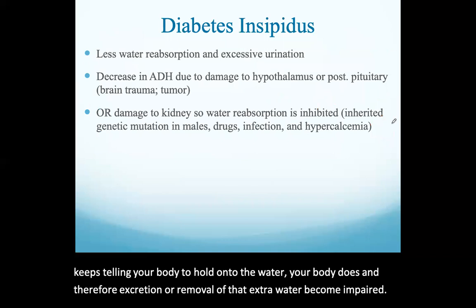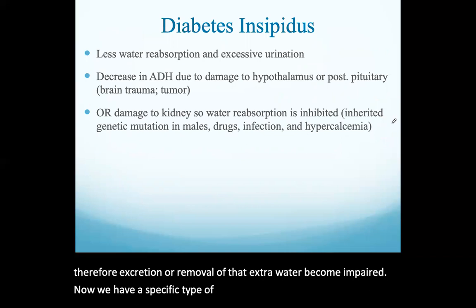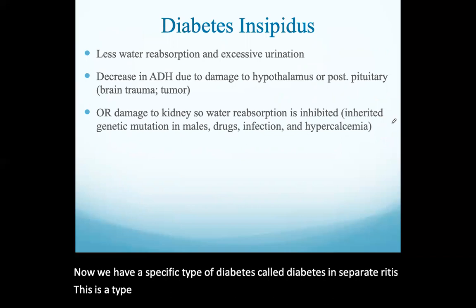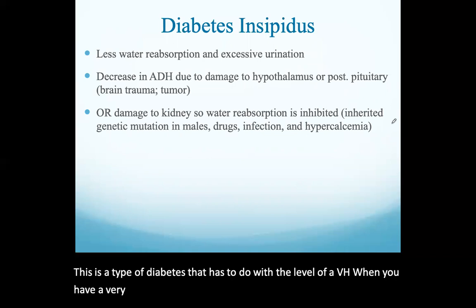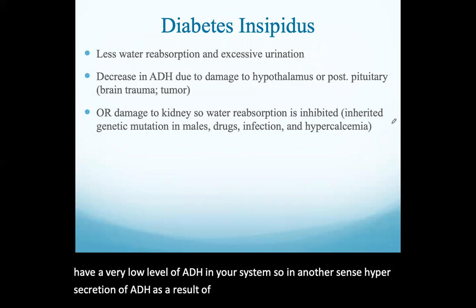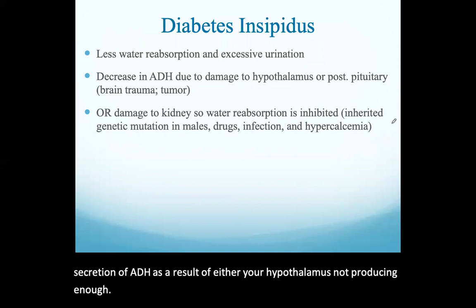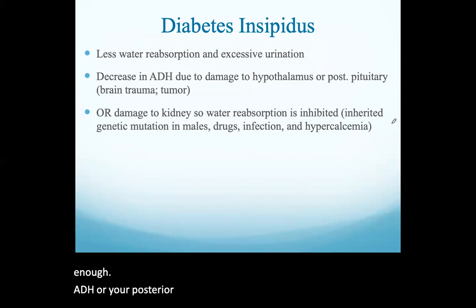Now we have a specific type of diabetes called diabetes insipidus. This is a type of diabetes that has to do with the level of ADH. When you have a very low level of ADH in your system, in another sense, hyposecretion of ADH, as a result of either your hypothalamus not producing enough ADH, or your posterior pituitary is damaged as a result of brain trauma or tumor.